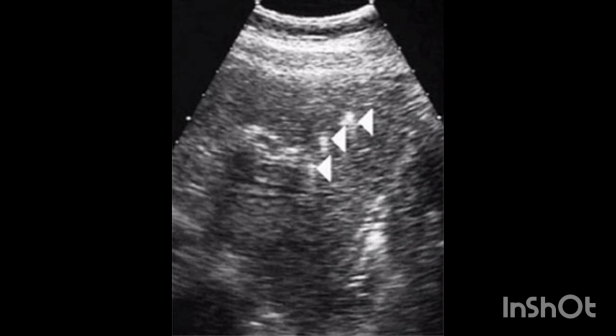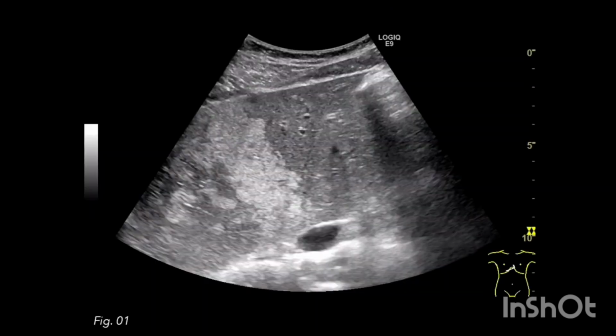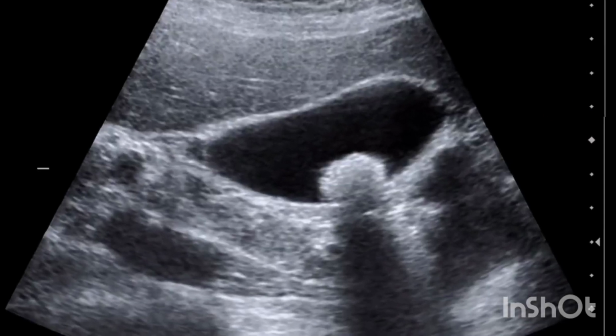Hyperechoic. This term means lots of echoes. These areas bounce back many sound waves. They appear as light gray on the ultrasound. They may contain air, fat, or fluid.